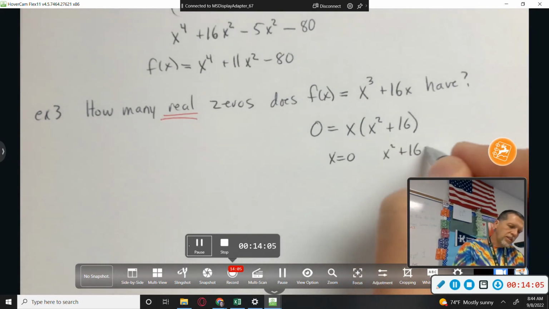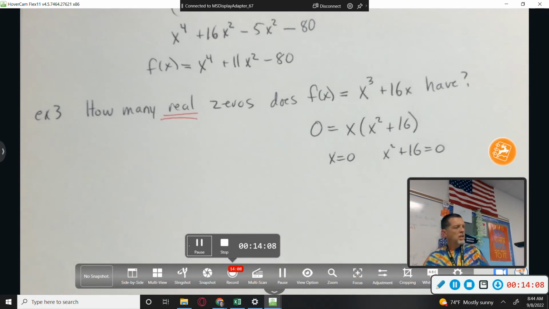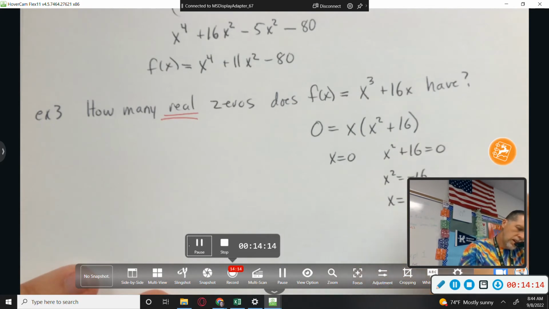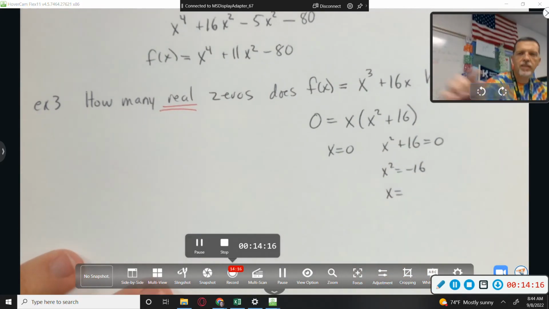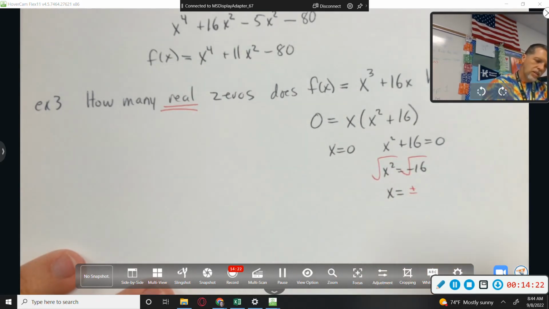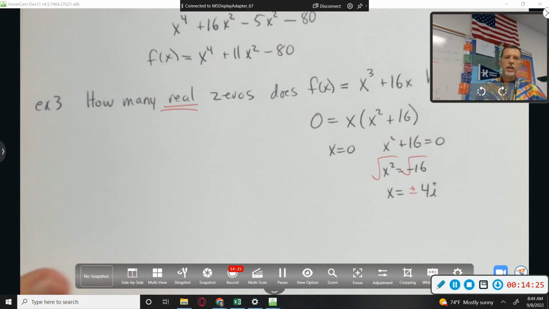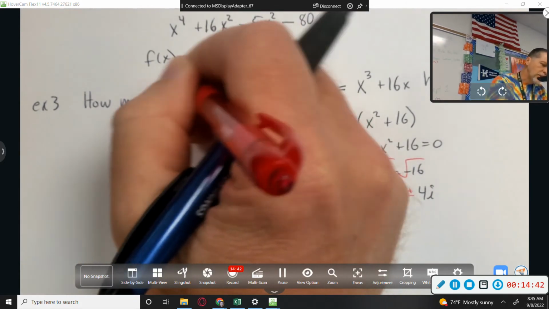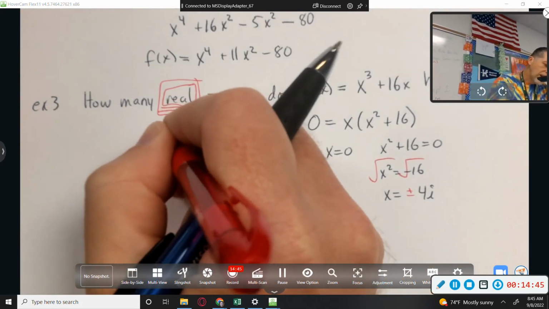x squared plus 16 equals 0. Square root both sides of that. Plus or minus 4i. So now what's the answer to the question? How many real zeros does that polynomial have? 1. So be careful. Total zeros? 3. Sure, that's the easy question. But it put kind of a qualifier on the question. How many real zeros does it have? It has 1 real zero.